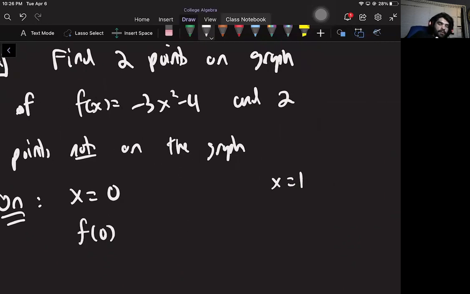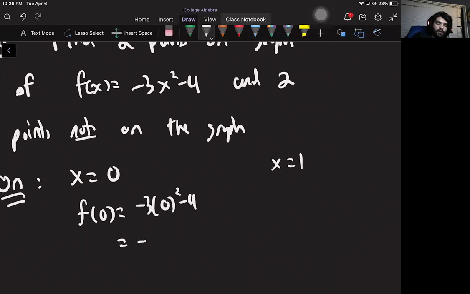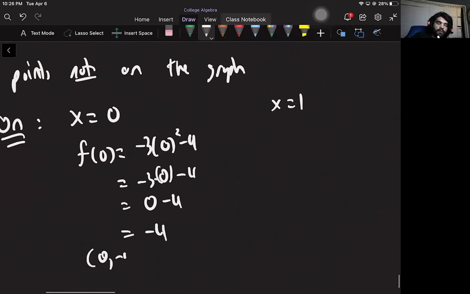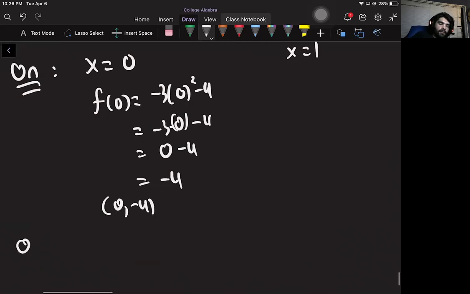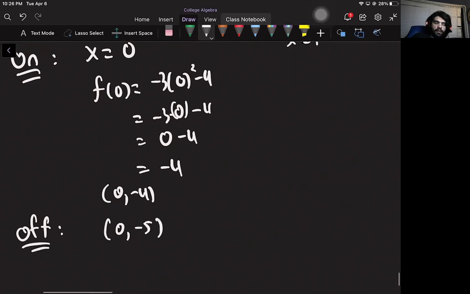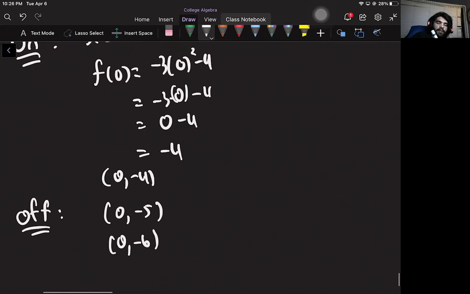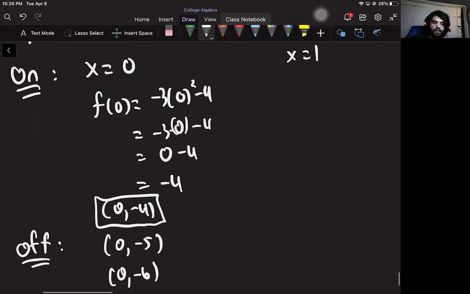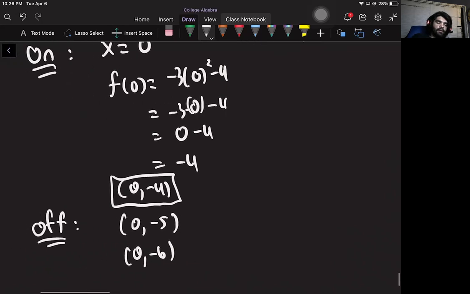So f of 0 is what I'm looking for. That means I'm changing all my x's to zeros. There's only one x to change. I just do it there. 0 squared is 0. 3 times 0 is still 0. 0 minus 4 is minus 4. So I know 0, -4 is on the graph. But then I immediately know something that's not on the graph. 0, -5. And I need 2 that are not on the graph, so how about 0, -6 also? That's because this is a function. So once I know one x value goes to -4, I know it can't go anywhere else. So it can't go to -5, it can't go to -6. So those 2 I can say are definitely not on the graph.